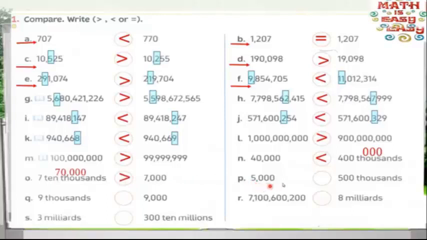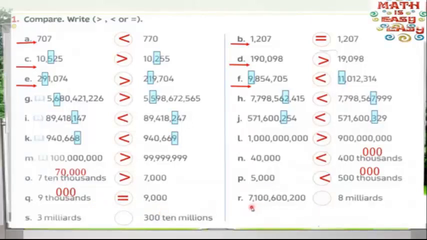Here we have 5,000 and here we have 500 thousandths. Thousandths means 3 zeros. All the zeros make it 5, but here 3. The first number is less than the second number. Next one, 9 thousandths, and here we have 9 thousandths. If you write the number in standard form, you will see they are the same. The 2 numbers are equal.